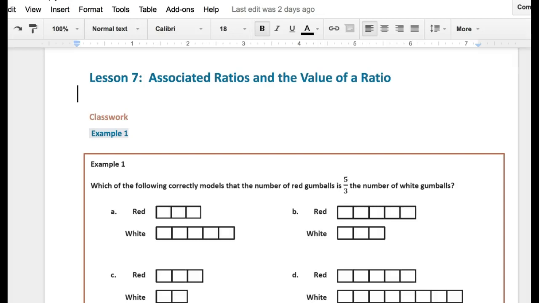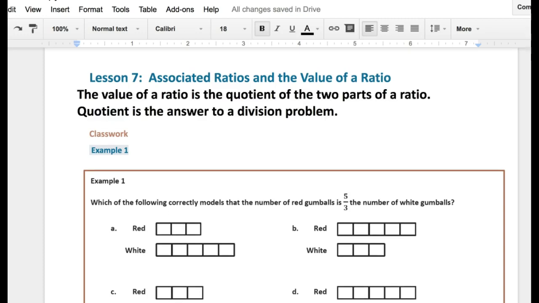Hi, today in Lesson 7 we are going to be talking about associated ratios and the value of a ratio. Before we begin, let's talk about what the value of a ratio is, and there's a definition that we're going to write down in your document, in your book, and myself, I'm going to type it right in for you. Okay, so the value of a ratio is the quotient of the two parts of a ratio.